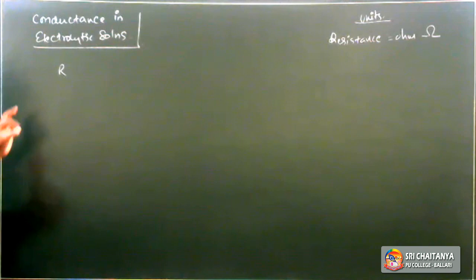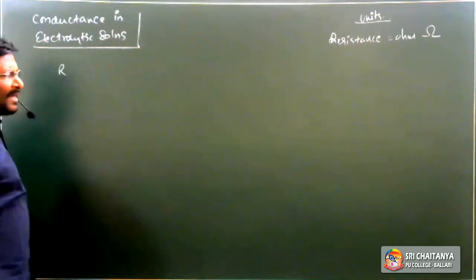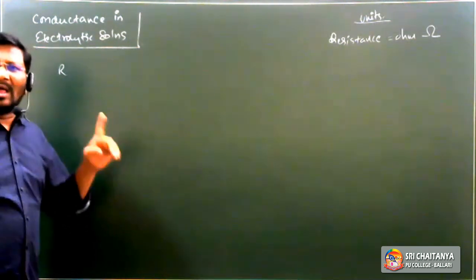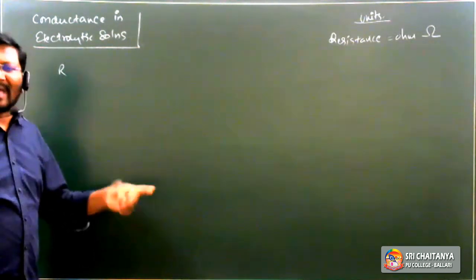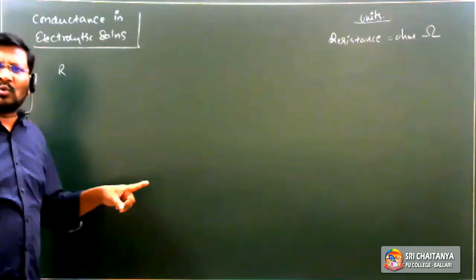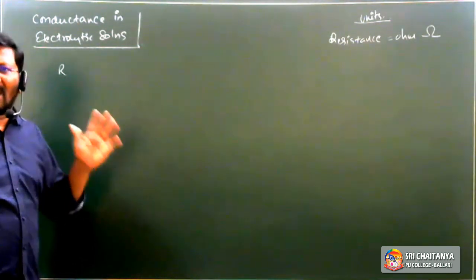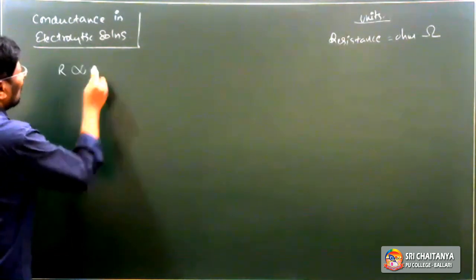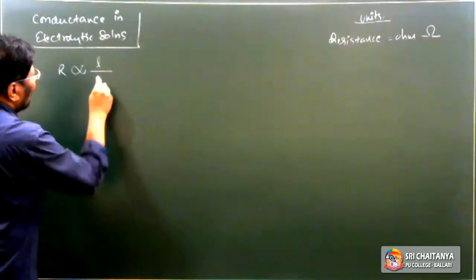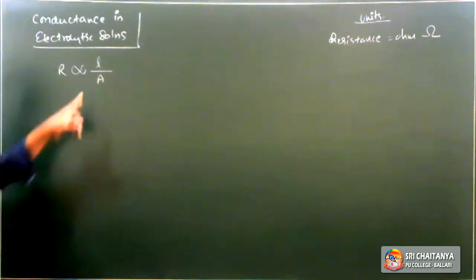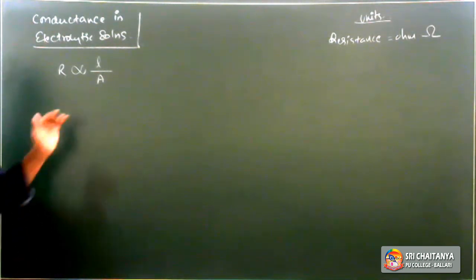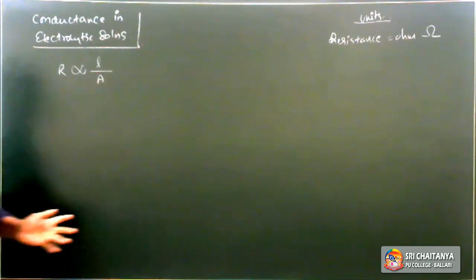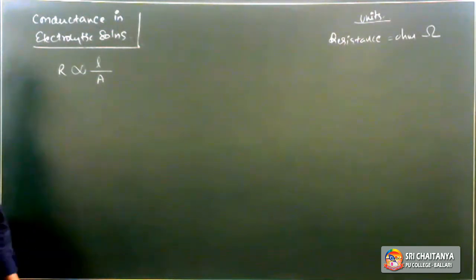See, the resistance is directly proportional to the length of the object, and inversely proportional to the cross sectional area of that object. So therefore we write like this: R is proportional to L, length of the object, and A, area of the object. The length is in meters or centimeters, and area in meter square or centimeter square, like that we write.